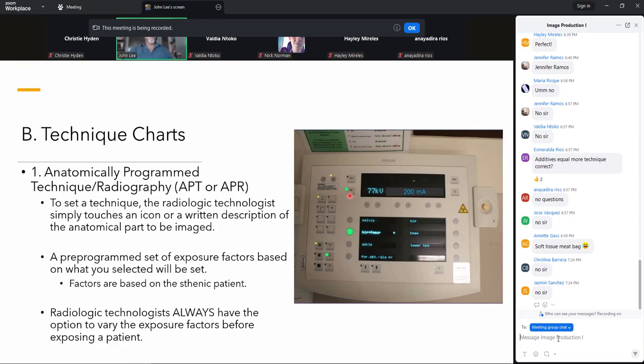And this is the way most APRs are set up. The only exception for those techniques being automatically exposure controlled in most cases is going to be whether or not you're using the Bucky or a non-Bucky. Okay. The main thing you do need to remember again is these factors are going to be based on a sthenic patient, and that the technologist always has the option to change any of those technical factors as needed. Okay, we are in control. Computers are only as smart as the people that operate them.